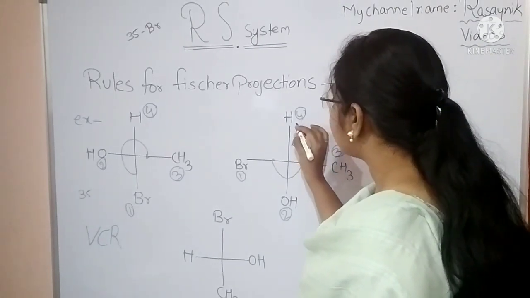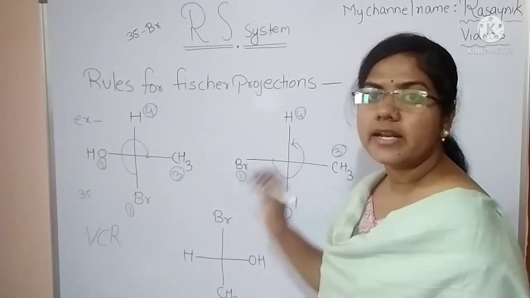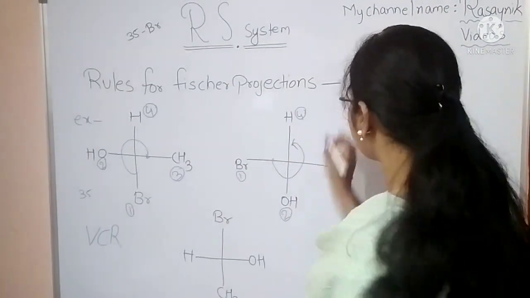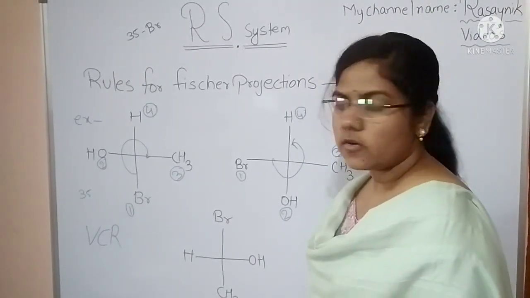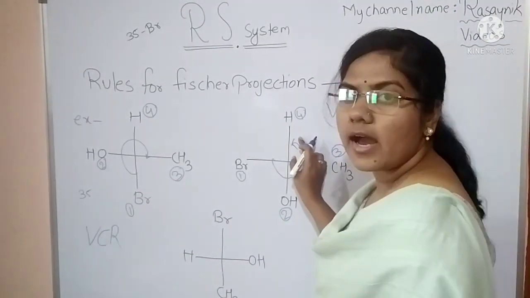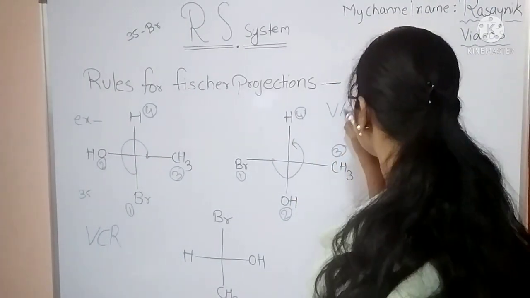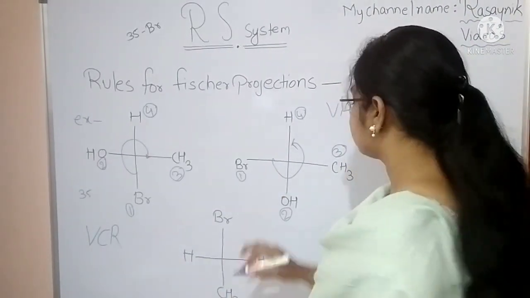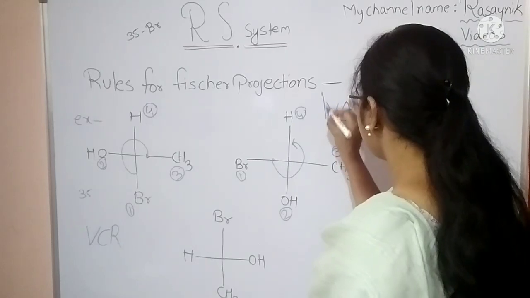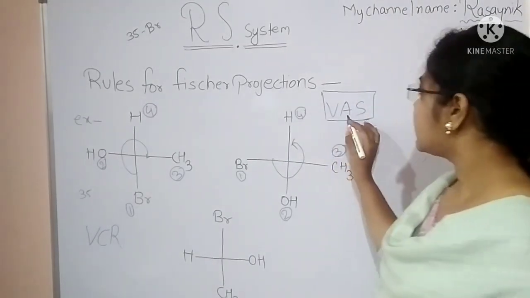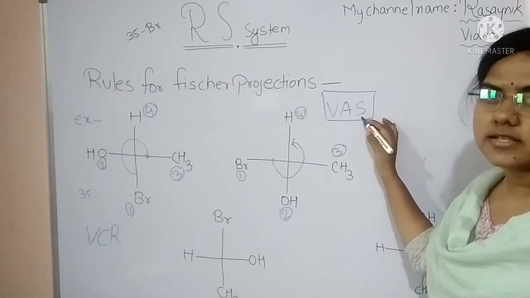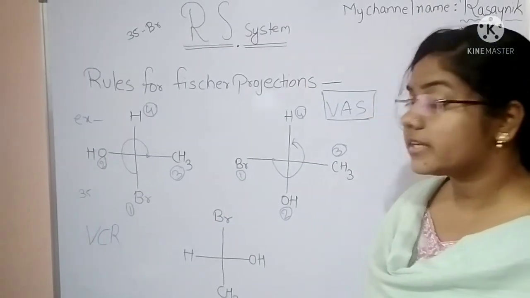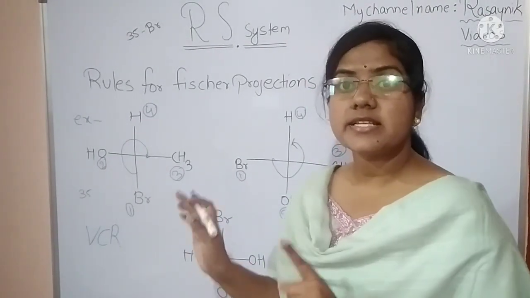Now the fourth priority group, that is the least priority group, is in the vertical line. Then we have to write V. It is in anti-clockwise direction, so A. Then automatically it will come S. V A S. What is V A S? Vertical anti-clockwise S configuration.